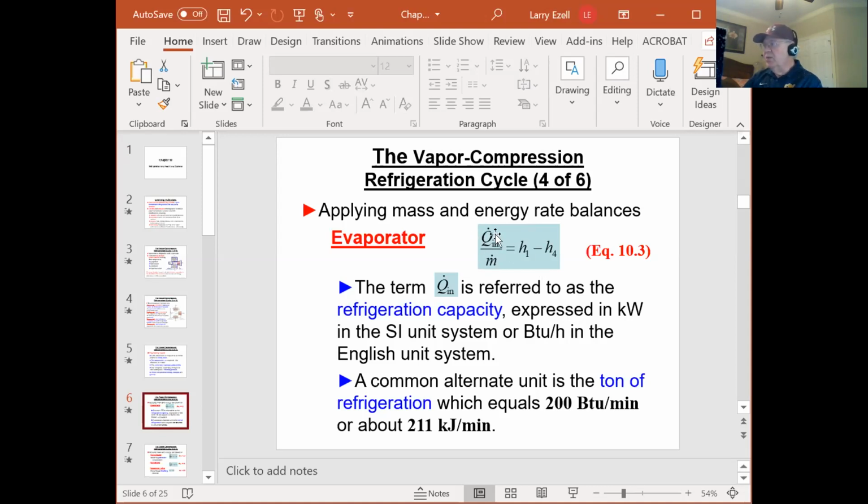And so that's what the Q_in is. In the metric system, it would be kilowatts. So let's see, 1 ton would be about what? 0.2, let's see, 0.2 kilowatts per minute.